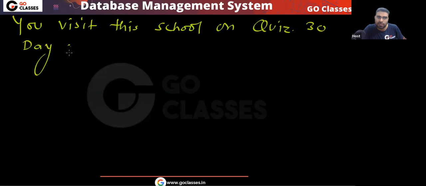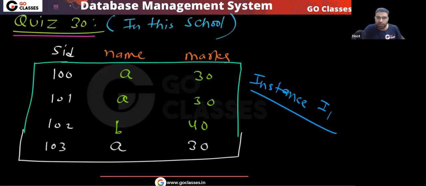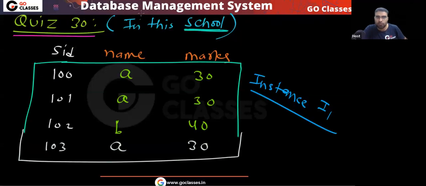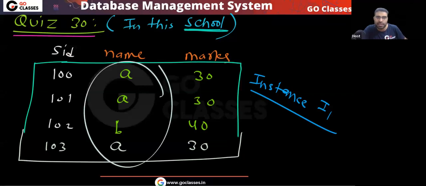Now you tell me, will you say that in this school, whenever you have same name, then you have same marks? No, you will not say this. But what you can say is that in this weekly quiz 30, if you have same name, then you have same marks. Agree with me? That you can say.